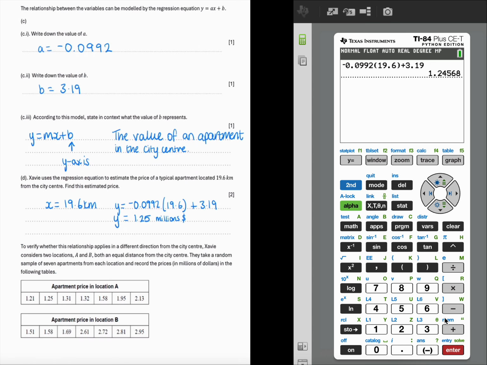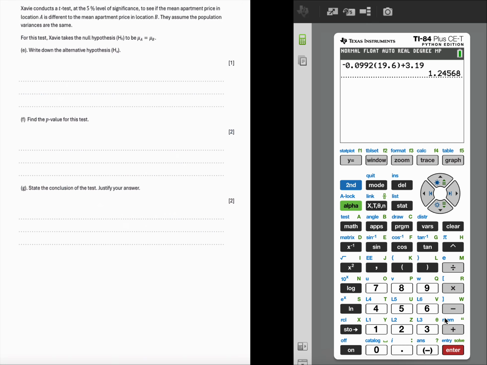And then the question moves on, and it says to verify whether this relationship applies to a different direction from the city centre. Xavier considers two different locations, A and B, both an equal distance from the city centre, and takes a random sample of 7 apartments. So we now have two different samples of data, and we're conducting a t-test.